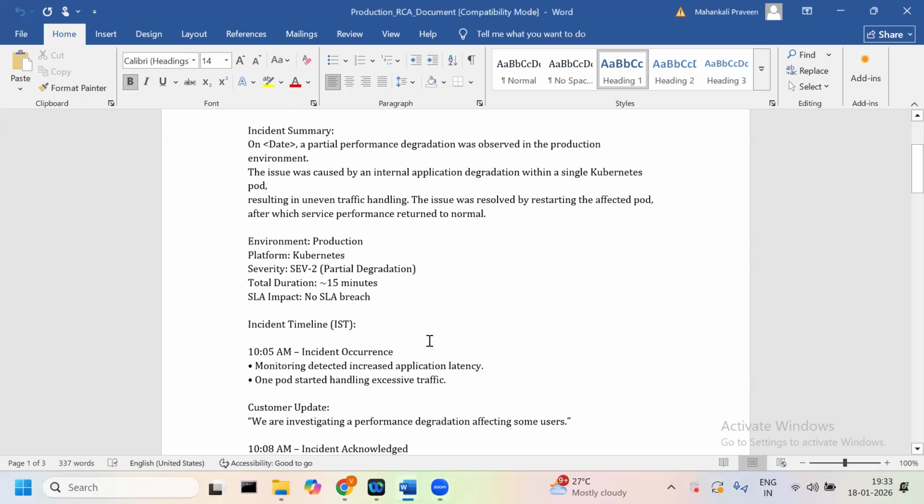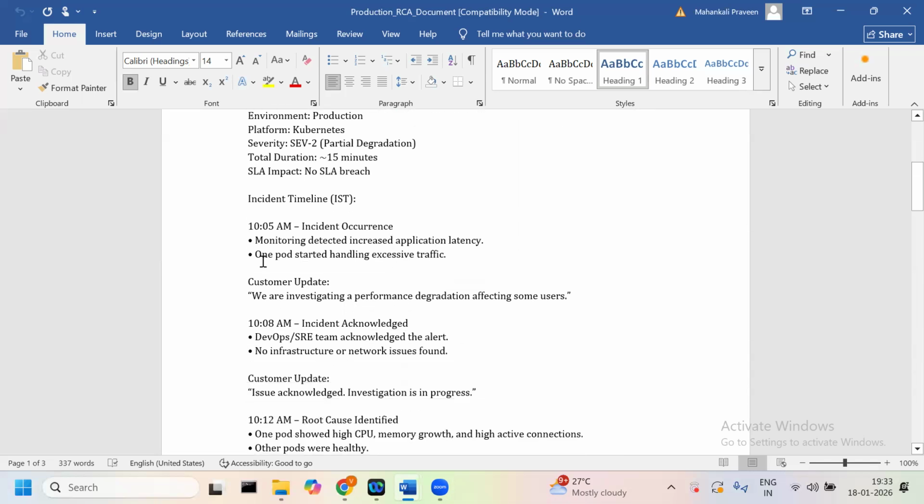Why did it happen? The environment is production, the platform is Kubernetes, severity 2, total duration 15 minutes. SLA impact: there is no SLA breach. When it happens, we need to give the timeline as well. At 10:05 a.m. the incident occurred. Monitoring detected increased application latency, and one pod started handling excessive traffic.